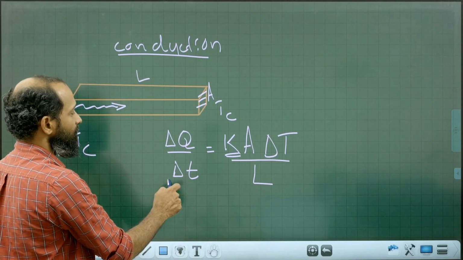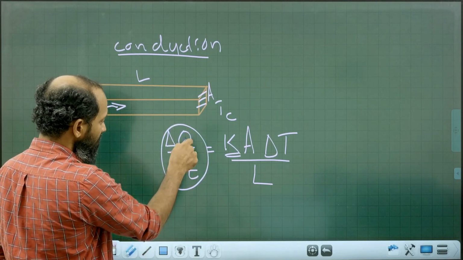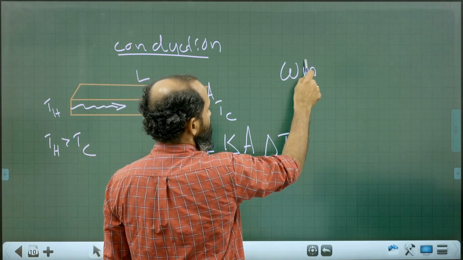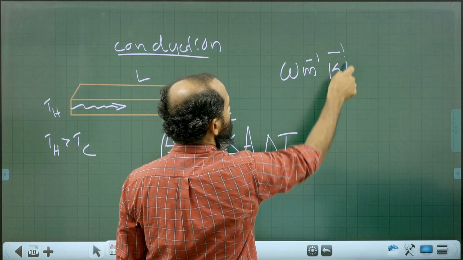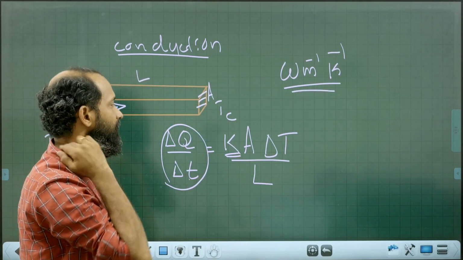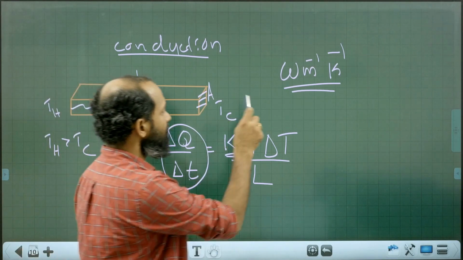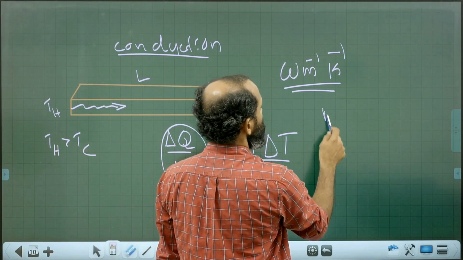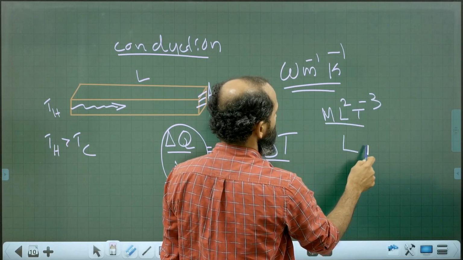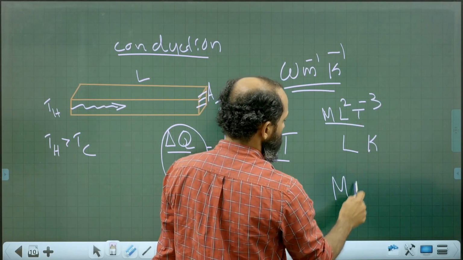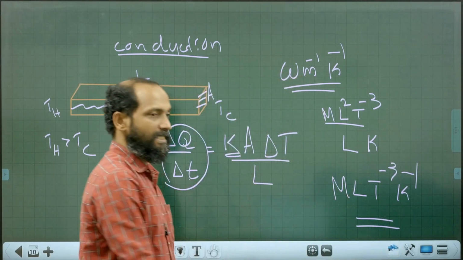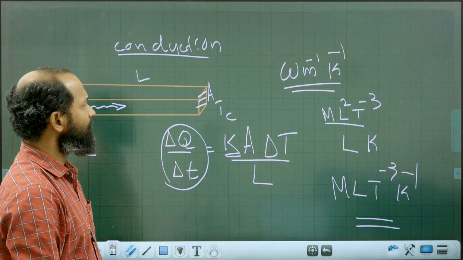Let us see what its unit is. Here, energy per time is power, watts. So watt per meter per Kelvin will be the units. Watt means what? Dimensionally, M L squared T raised to minus 3, divided by L, divided by K. That is M L T minus 3 K minus 1, and it is a scalar. Dimensions are to be noted.